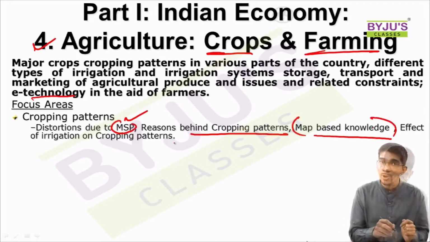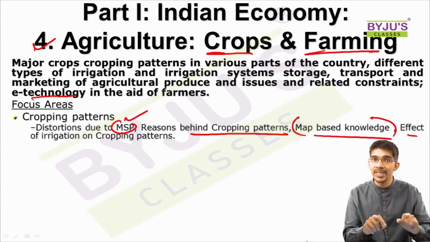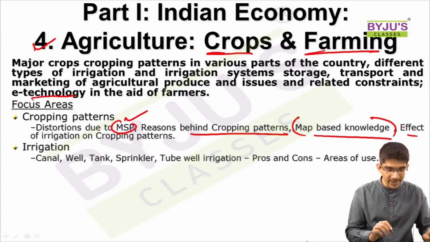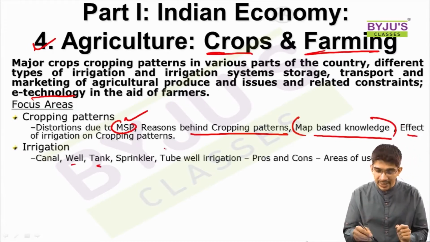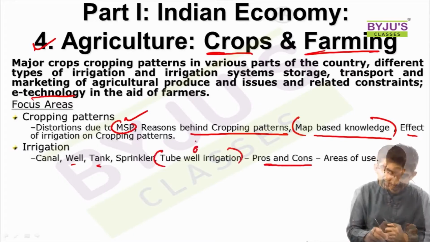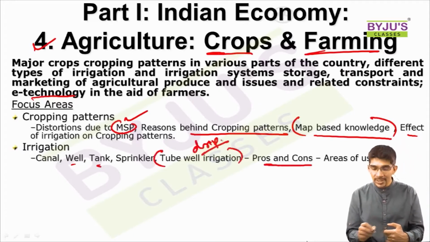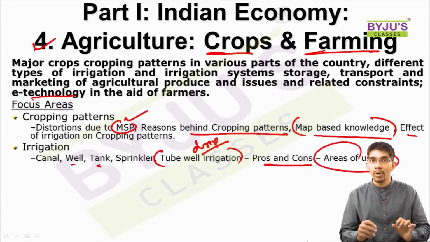Effect of irrigation on cropping patterns. How the irrigation comes about. What are the controversies related to irrigation? Those become very important focus areas. And about irrigation itself: canal, well, tank, the different types of irrigation, the pros and cons of the different types of irrigation, especially of tube well and drip irrigation, another important technology. What are the new technologies that can help us tackle some issues? Those become important focus areas.